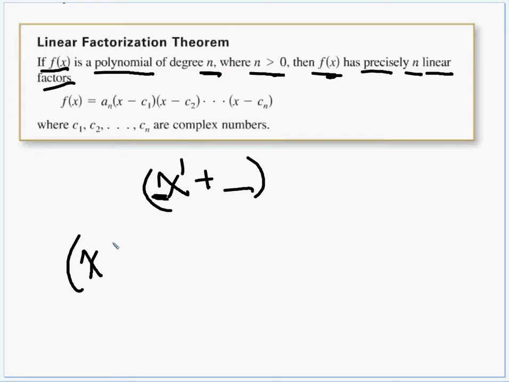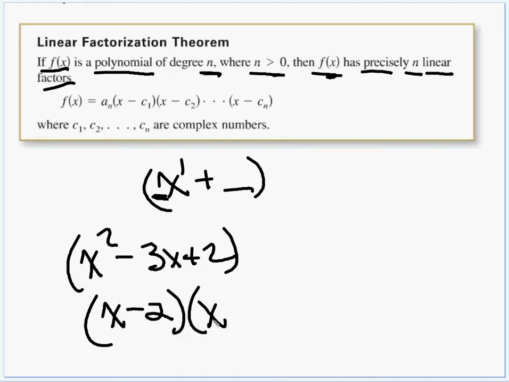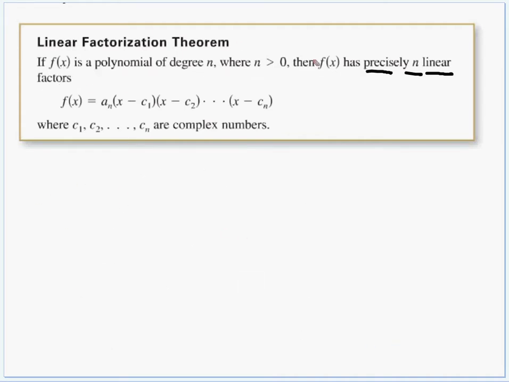And think, if we have x squared minus 3x plus 2, that would factor down into x minus 2, x minus 1. This is a second degree polynomial, and it has precisely 2 linear factors. And if we had one that was a cube, it would have 3 linear factors, and so forth.